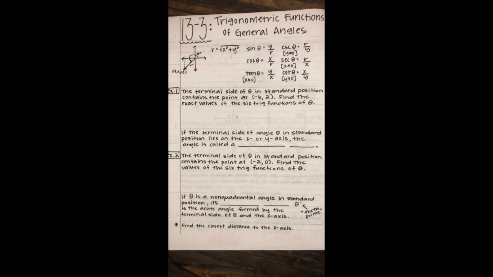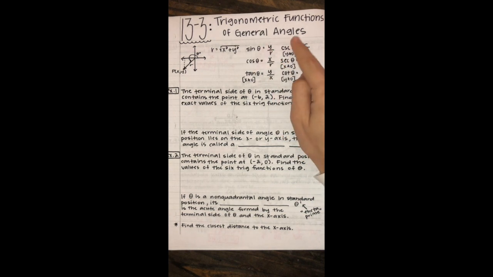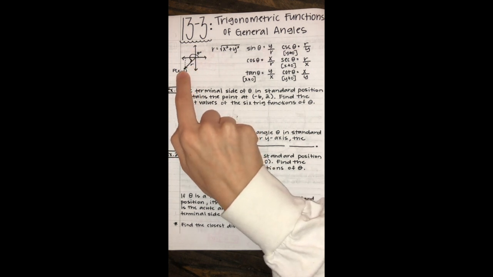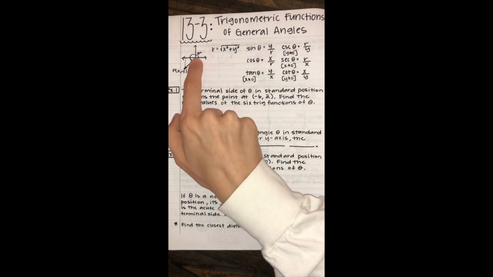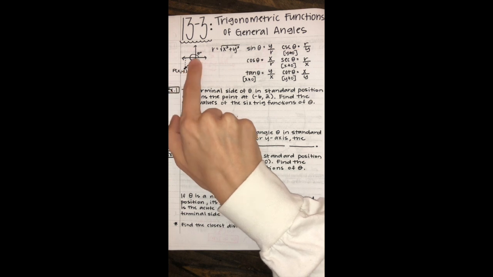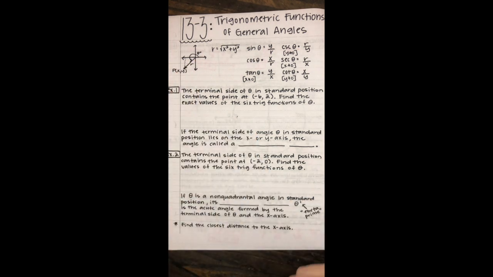13-3 is on trigonometric functions of general angles, and right here I just have sine, cosine, tan, cosecant, secant, and cotangent, and I've shown you with this little point right here. This is the point x, y. This will be the x, this will be the y. So then if this is theta, x is your adjacent, y is your opposite, and then we're using r, that's the radius, would be your hypotenuse.